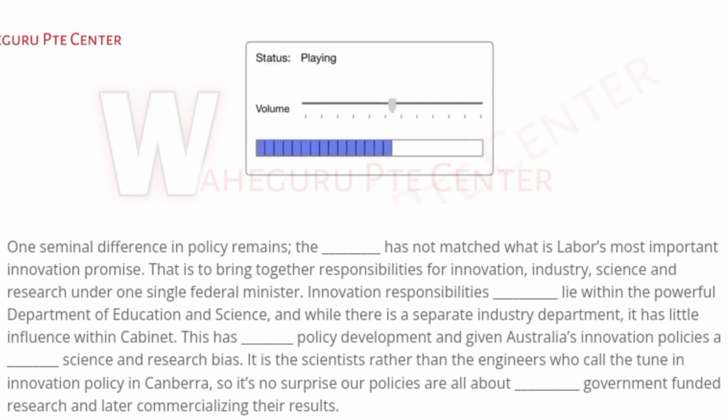This has hampered policy development and given Australia's innovation policies a distinctly science and research bias. It is the scientists rather than the engineers who call the tune in innovation policy in Canberra, so it's no surprise our policies are all about boosting government-funded research and later commercializing their results.